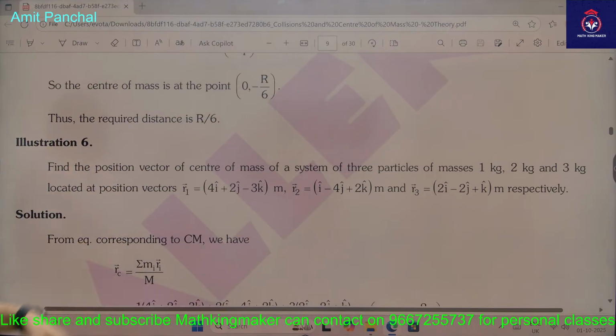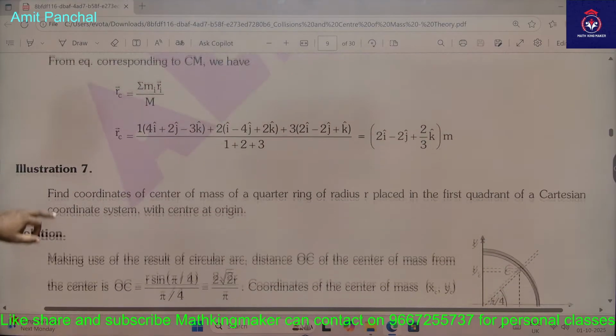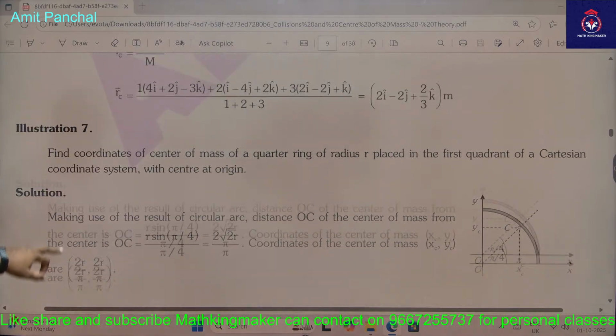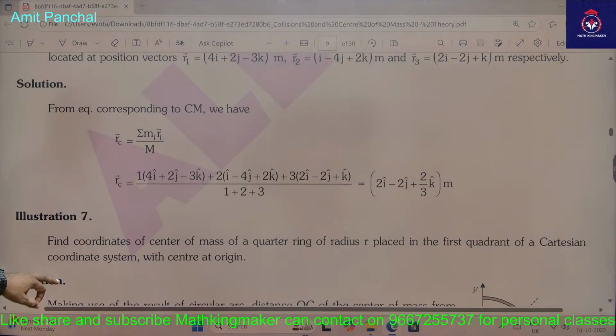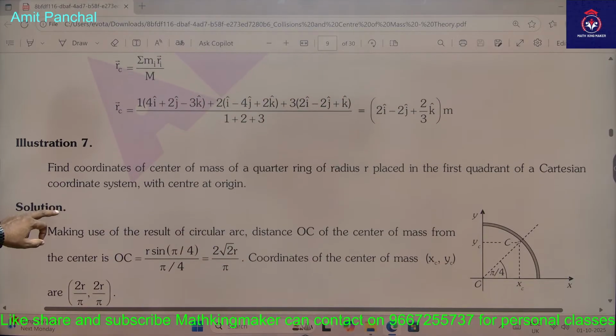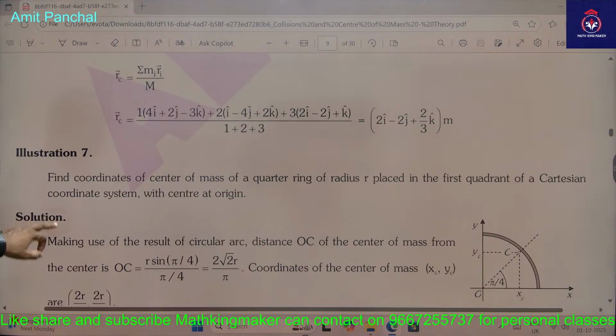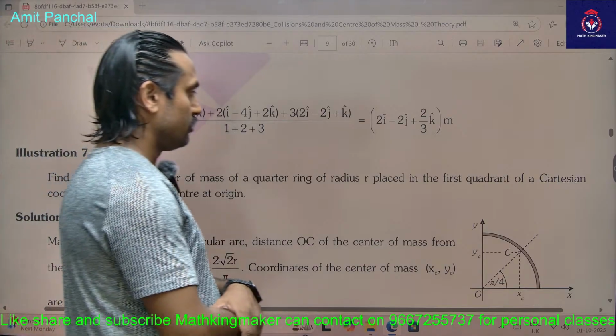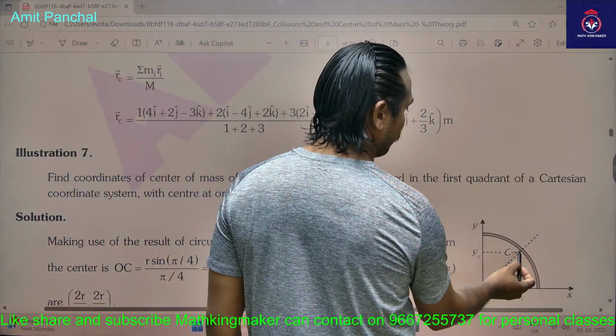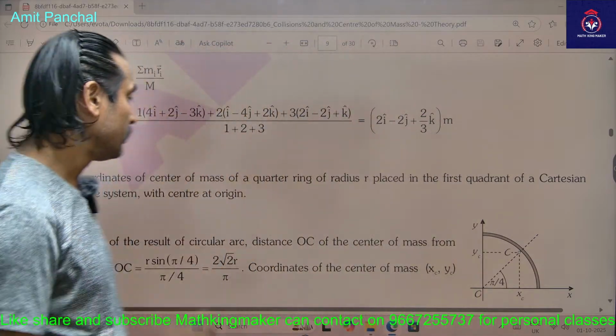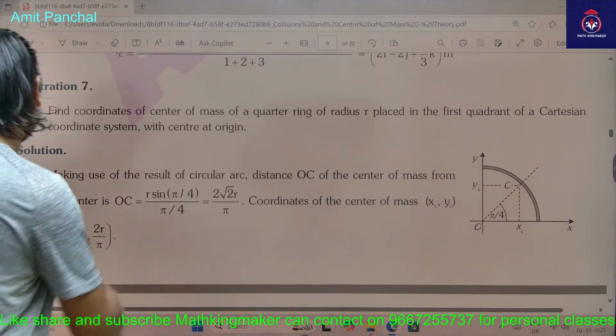Anything from the sixth one? No. Okay, seventh one. You can accept any one, either 7, 8 or 9. They're all the same, those are my doubts. Then I'll try to solve the rest. So the question is: find coordinates of center of mass of a quarter ring of radius r placed in the first quadrant of a Cartesian coordinate system with center at origin. So let us say the center of mass is here. We are just considering that center of mass is here.